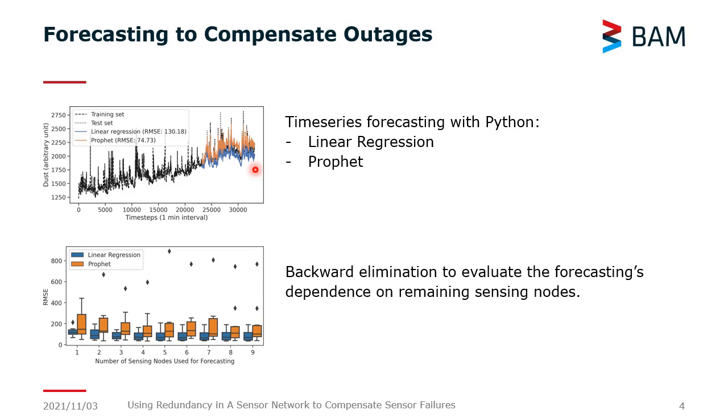We then performed a backward elimination to evaluate how the forecastings depend on remaining sensing nodes. That means we trained for each sensing node 9 different models and then successively reduced the amount of remaining sensors in the network that were used for forecasting the sensing node.